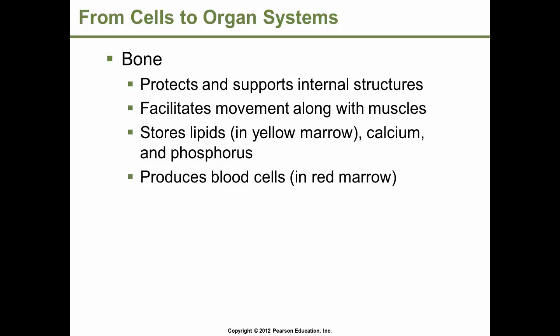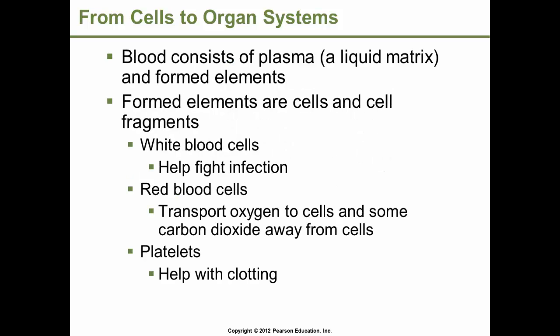The red bone marrow is the birthplace of all formed elements. Formed elements is just another term to represent all blood cells. Blood consists of plasma, which is the liquid matrix, and the formed elements, or the blood cells. Formed elements are cells and cell fragments.